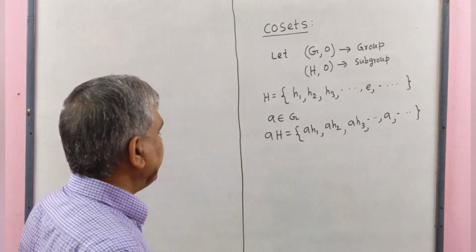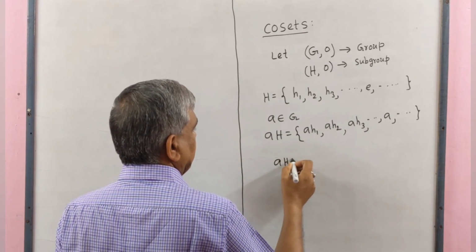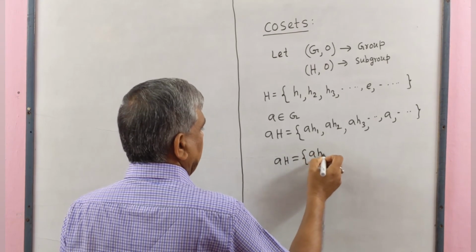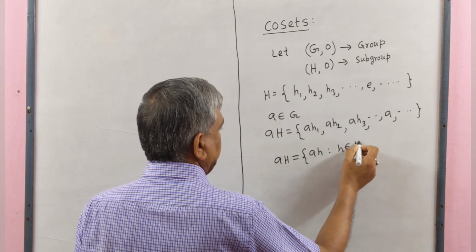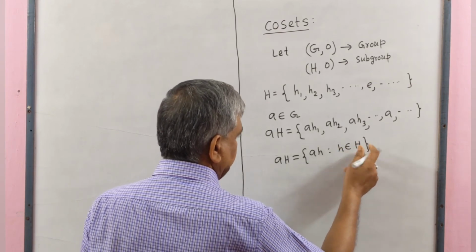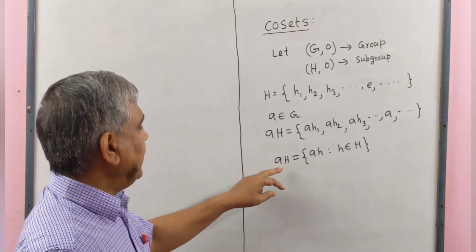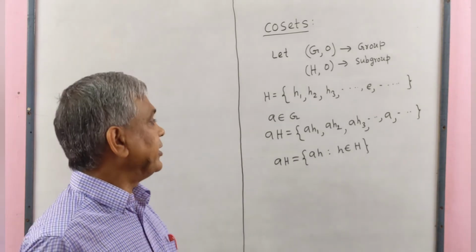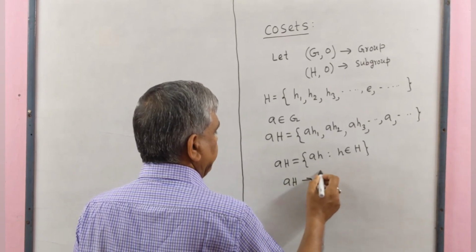In short, we may write AH equal to {ah such that h belongs to capital H}, subgroup of G. Then AH is called a left coset. AH is a left coset.